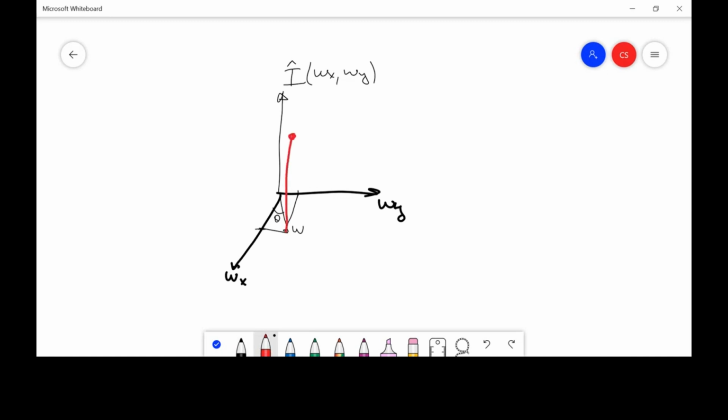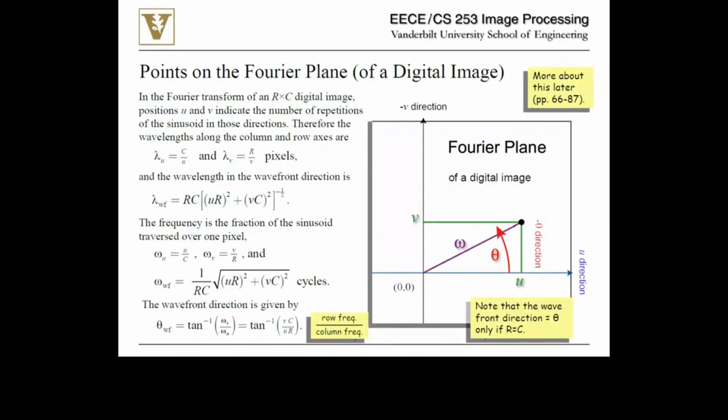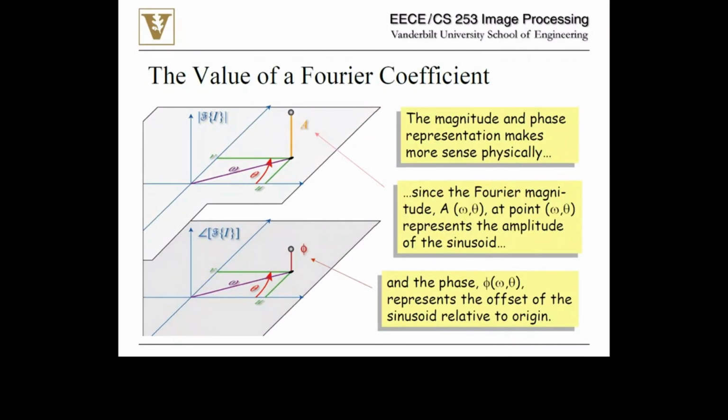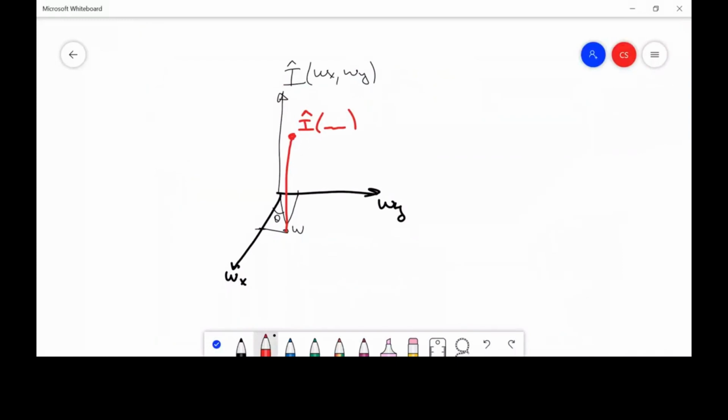So this is the value of I at that location. And that is the one that, let me see the letters we have been using, A and phi. This is the one that can be written as A e^(j phi). Okay, so you have two polar representations. The first polar representation is for the frequencies here. The second polar representation is for the Fourier transform there.